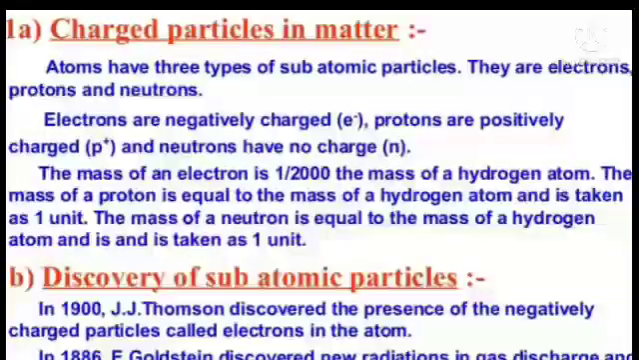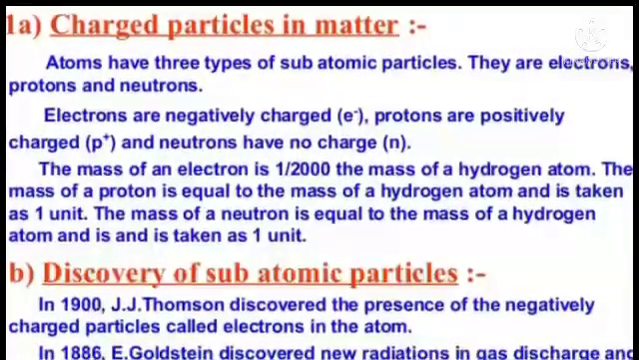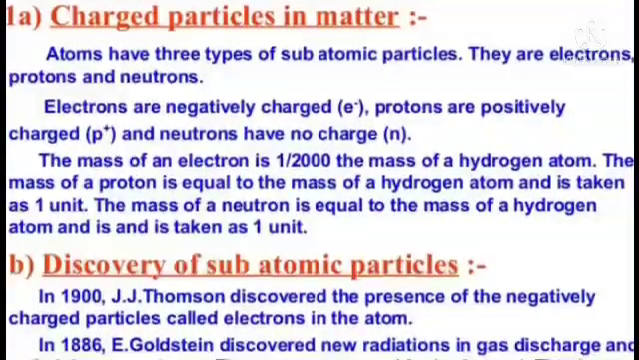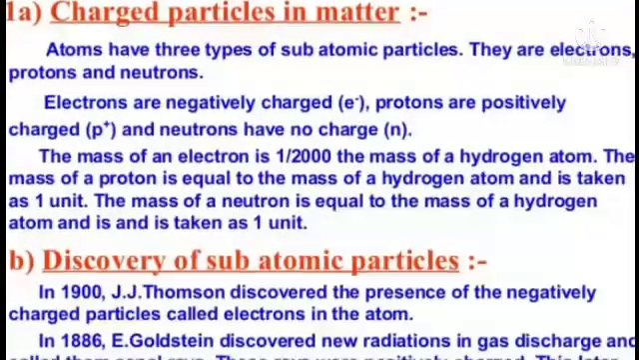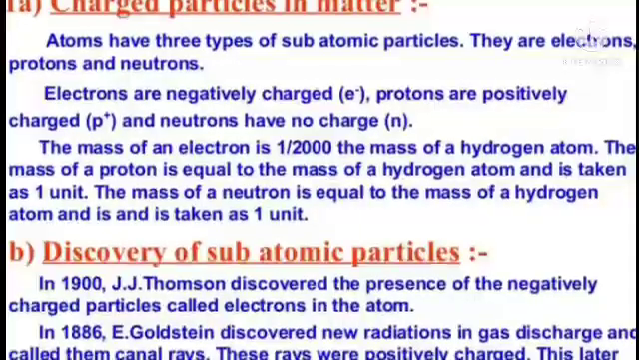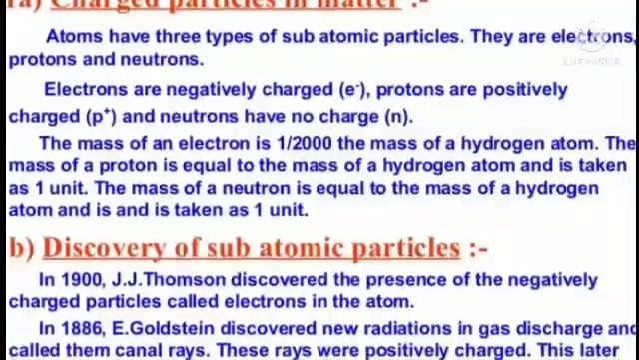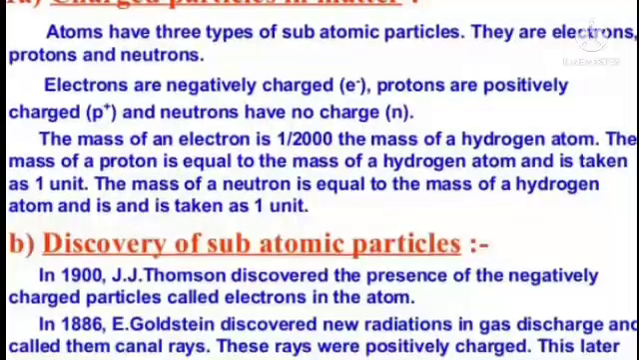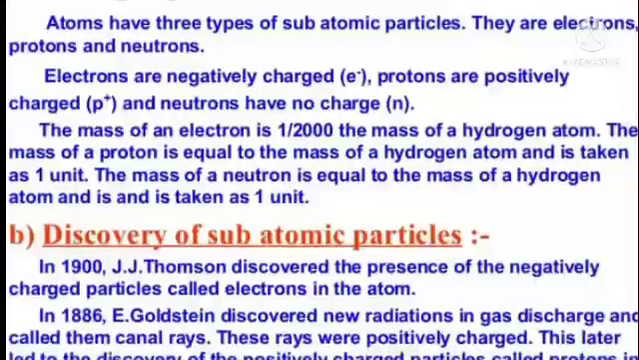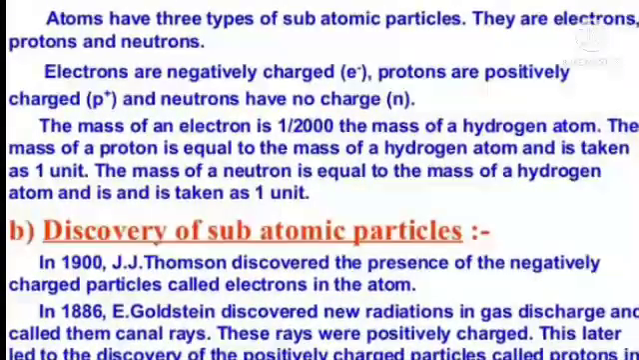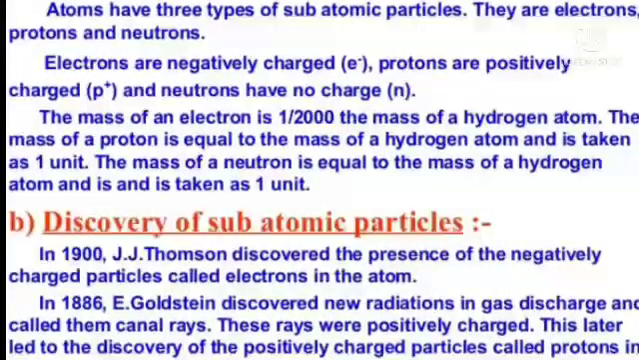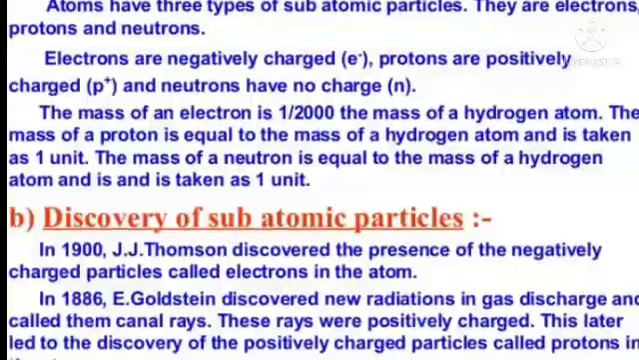Charged particles in matter. Atoms have three types of subatomic particles. They are electrons, protons, and neutrons. Electrons are negatively charged, protons are positively charged, and neutrons have no charge. The mass of an electron is 1/2000 the mass of a hydrogen atom. The mass of a proton is equal to the mass of a hydrogen atom and is taken as 1 unit. The mass of a neutron is equal to the mass of a hydrogen atom and is taken as 1 unit.